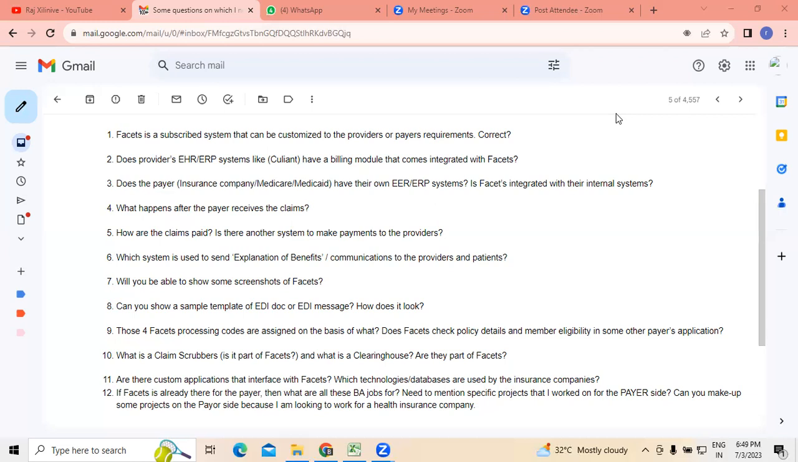IRDA always has an eye on all the insurance companies to see whether they are following the right rules and regulations. In the same way, more or less, I'm not comparing 100%, HIPAA is also something like that. The Health Insurance Portability and Accountability Act majorly protects the health information of US healthcare. So this is the context.